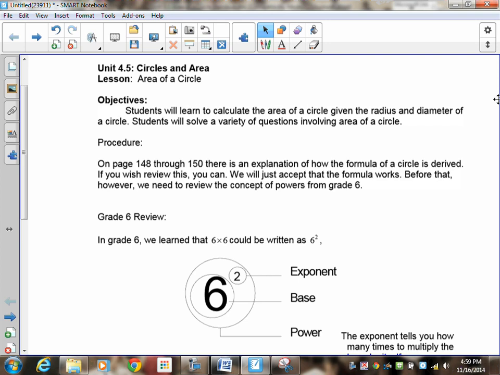Now, before we begin, though, on page 148 and 150 of your textbook, you're going to find how the formula for the circle is derived. And if you wish, you can review this. However, we're going to just accept that the formula works.